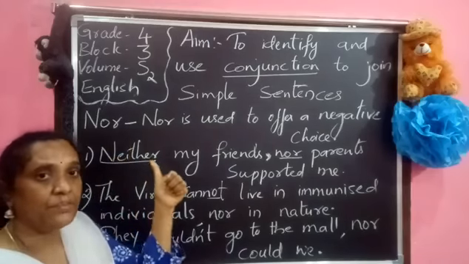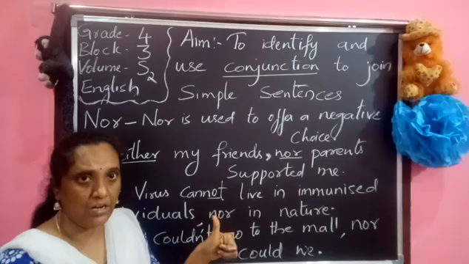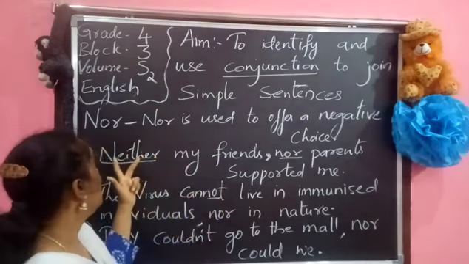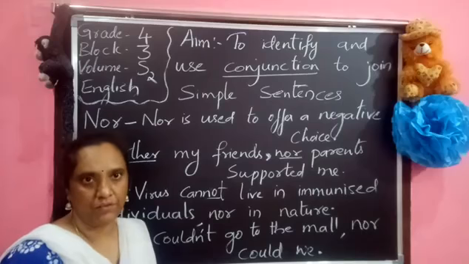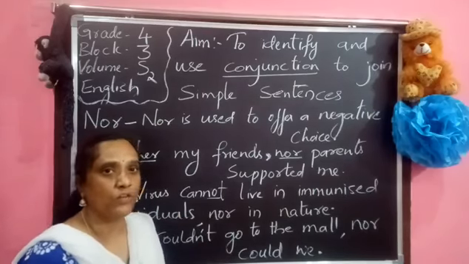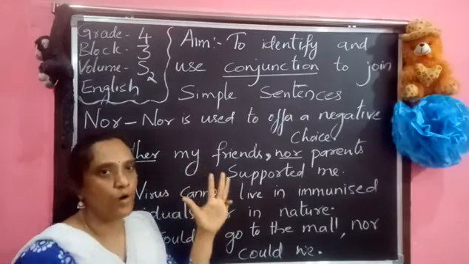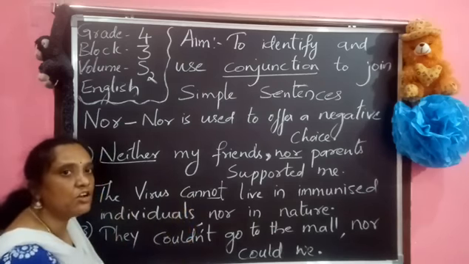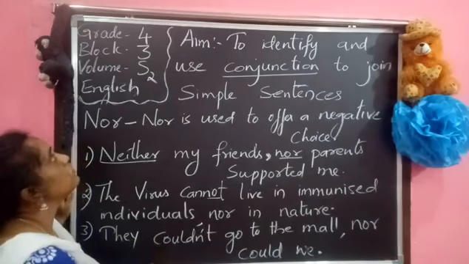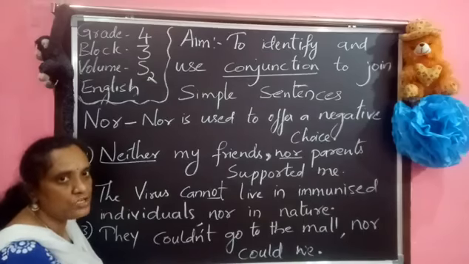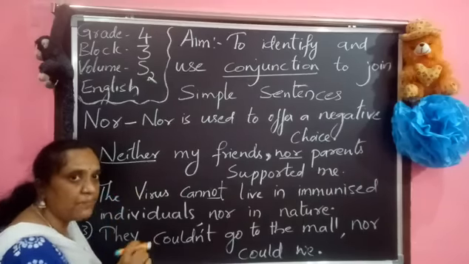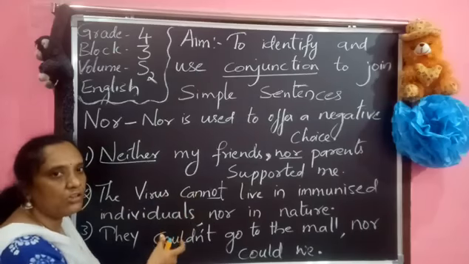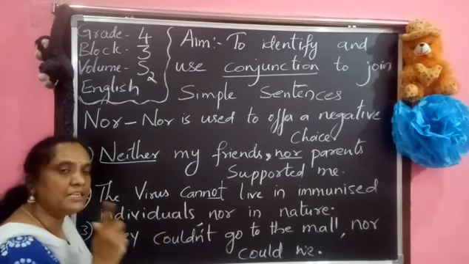Children, so we have learned among the FANBOYS: for, and, nor. Next one is A and N for nor. Okay, basing on this, let us complete one worksheet. After completion of this worksheet, we can go for the other four BOYS. So today we are learning for, and, nor. Basing on this, let us do the worksheets, not the volume. The volume we can do the next day. So today we are going to write a worksheet basing on these. After completion of the BOYS, we can complete our volume. Okay kids, basing on this, I am giving one worksheet. Complete it and send it through WhatsApp. Okay.